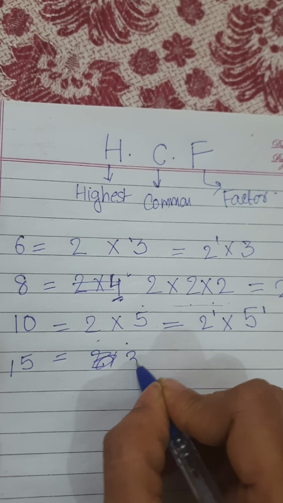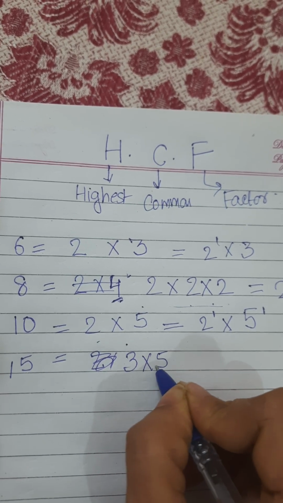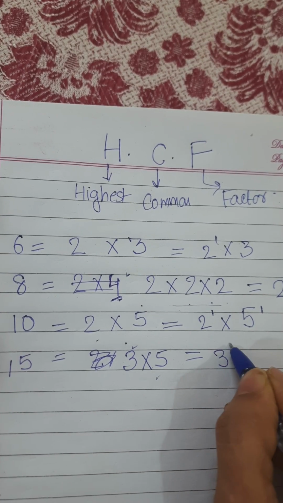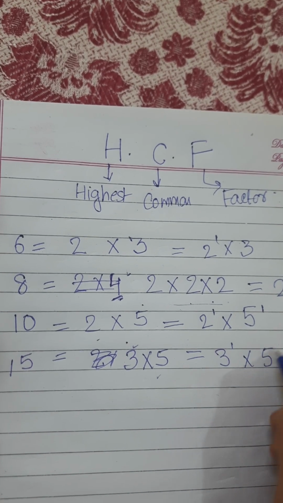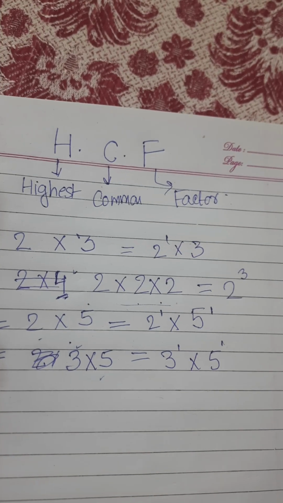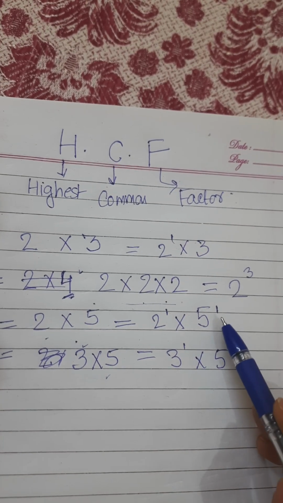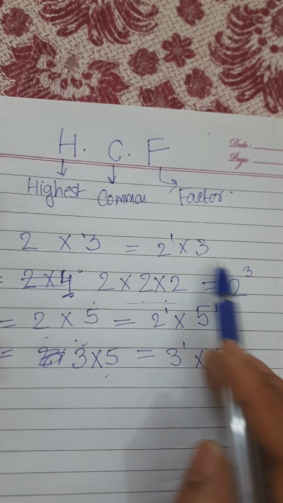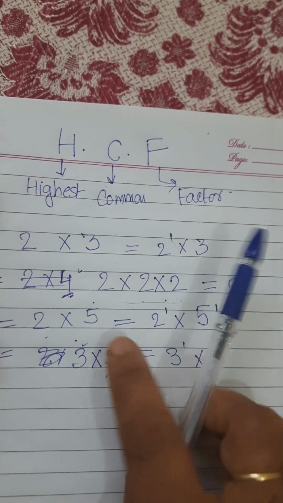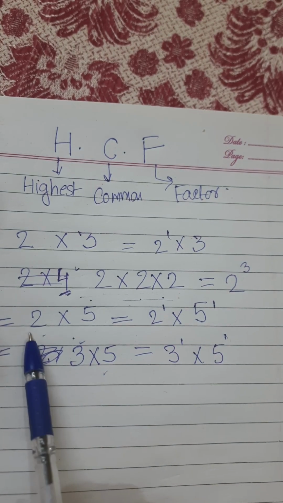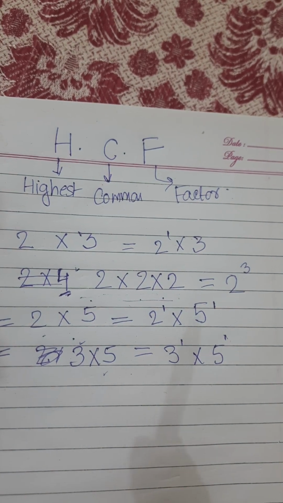So 15 is 3 into 5. 3 is prime, 5 is prime, right? So we can write 3 raised to the power of 1, 5 raised to the power of 1. You don't need to write 1, because 1 is default. If it's any number greater than 1, then you need to write. And if you don't want to write this raised to, don't write. Writing till here is also fine, okay? Or till here, it's fine.